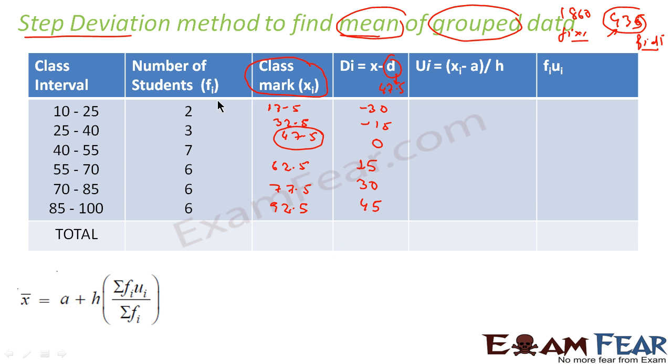Now we are going one step ahead. We are using step deviation method. So what we do here is we divide this with some value. If you see in most of these values, 15 is common. 15 into 2 is 30, 15 into 1, 15 into 0, 15 into 1. So we'll divide everything by 15. So we'll assume h to be 15.